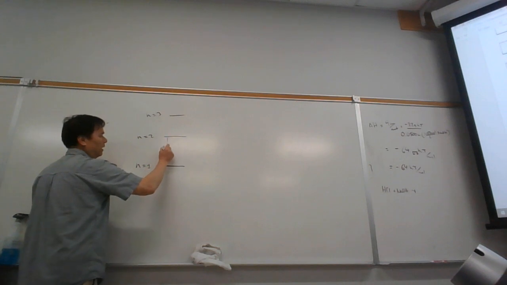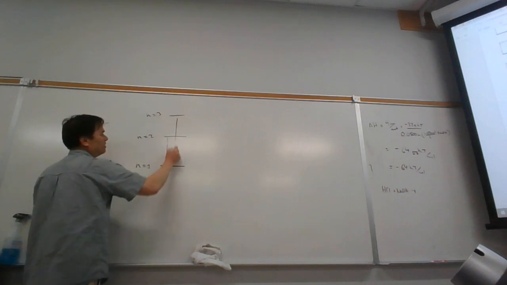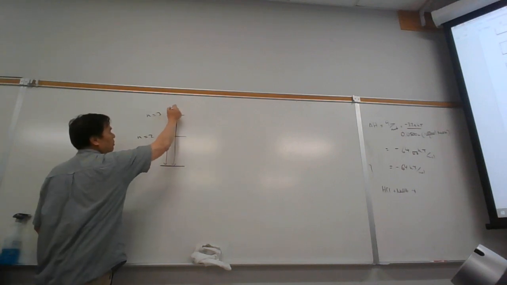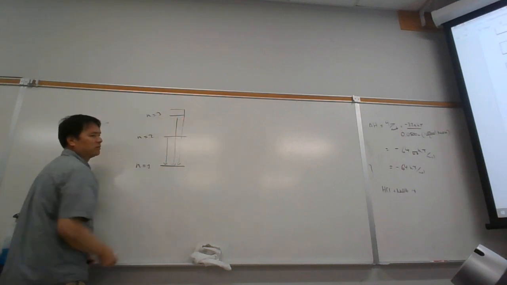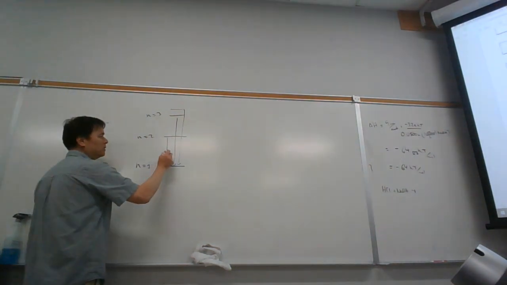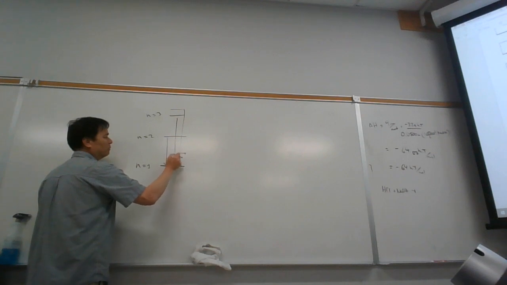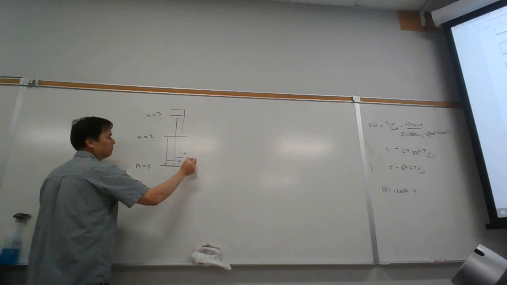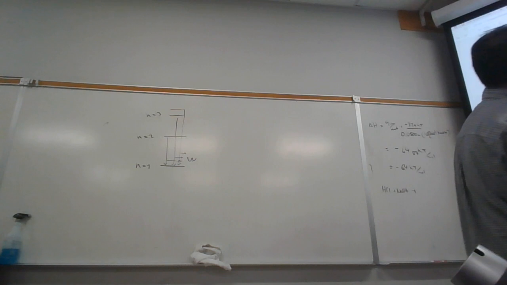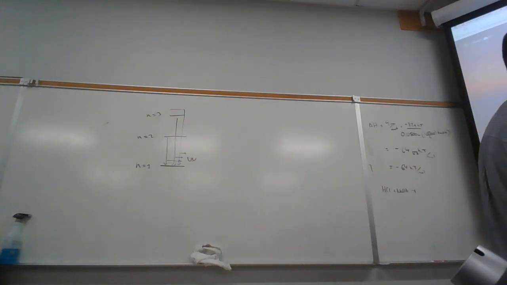When n final is 1, so let's say we're looking at the 2 to 1 transition, the 3 to 1 transition, the 4 to 1 transition, those are fairly high energy transitions, and those, by memorization, turn out to be UV, ultraviolet light. And so for the hydrogen atom, the ultraviolet is not visible.